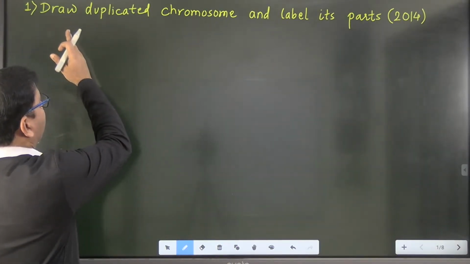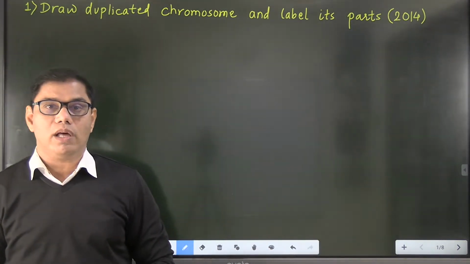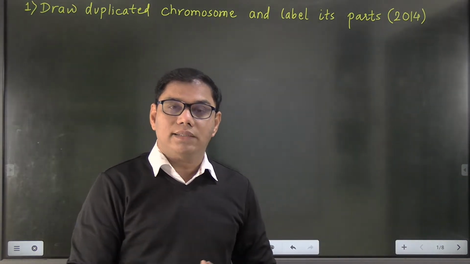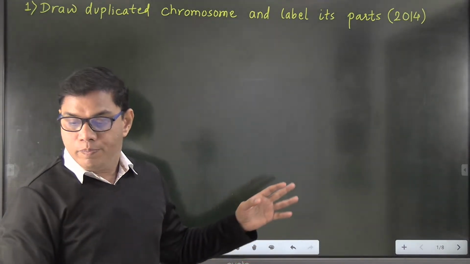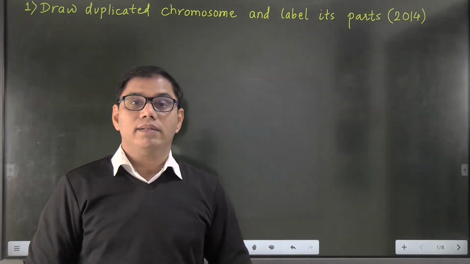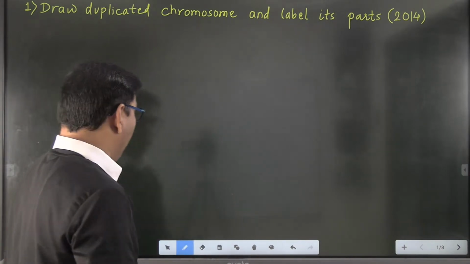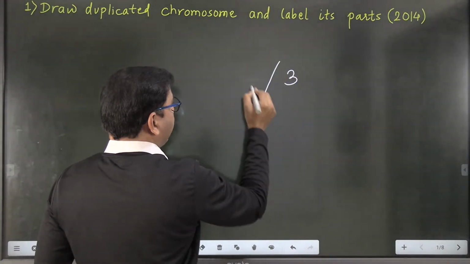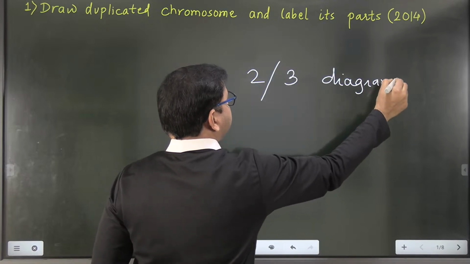So first of all, we are going to draw a duplicated chromosome, and this question was asked in 2014. Most of the questions you will see are PYQs, that is, previous year questions, right? So here we have the first diagram, which is the duplicated chromosome. This diagram is very easy, but it can be asked in the examination. Now about the diagrams, there will be two or three diagrams. Two diagrams are definitely asked in the examination.